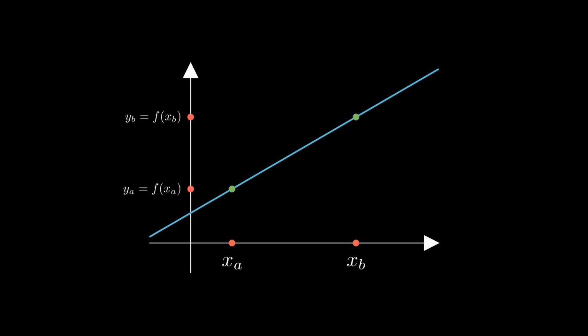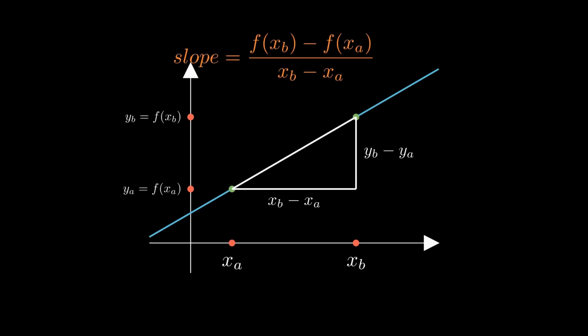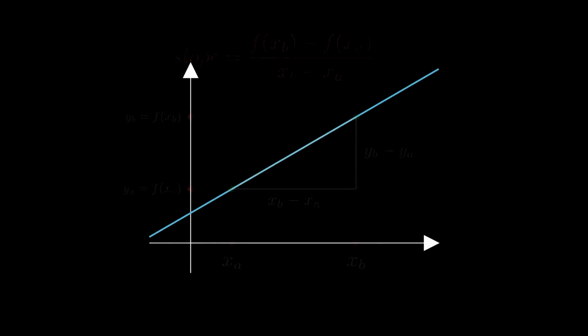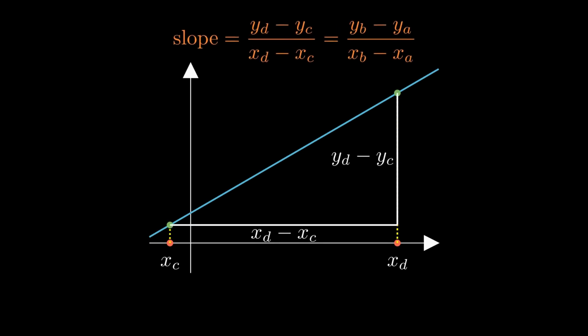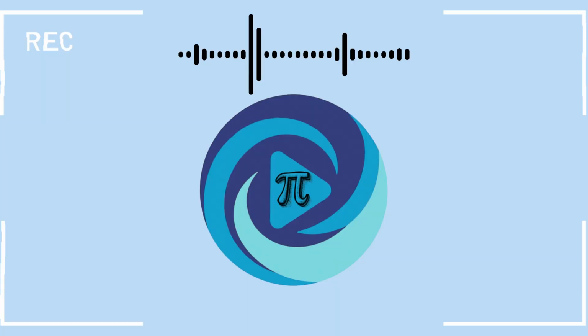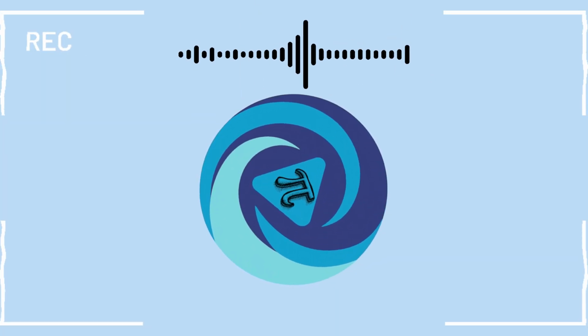The slope of the line is defined as the change in y divided by the change in x. Now here's the amazing part. The slope of a straight line doesn't depend on which points you pick. It's always the same. But wait, if we're here to talk about derivatives, why are we starting with straight lines?